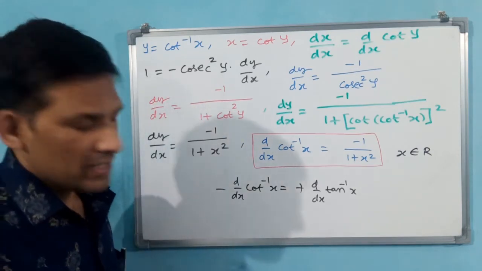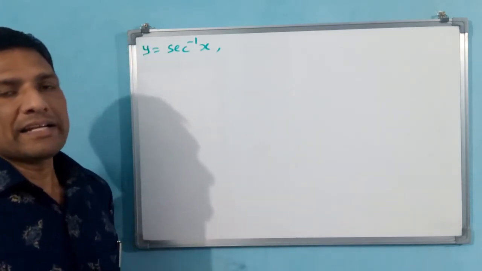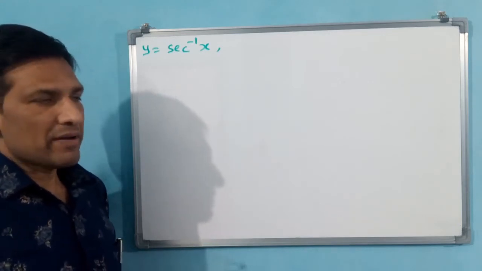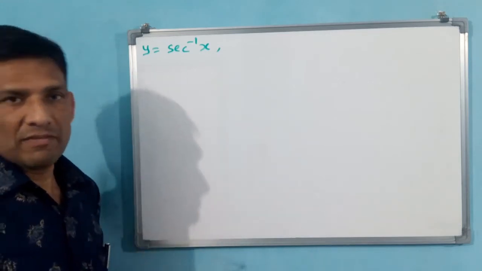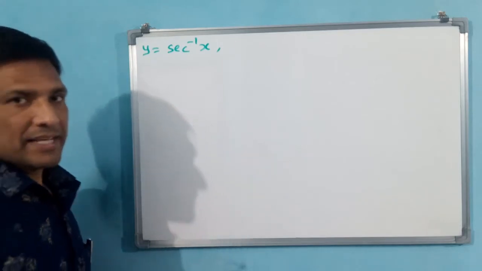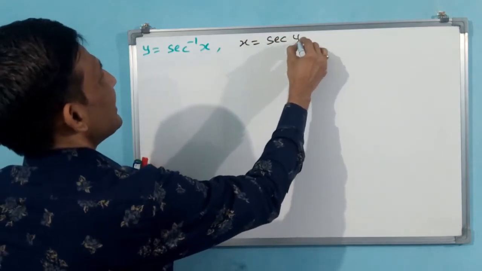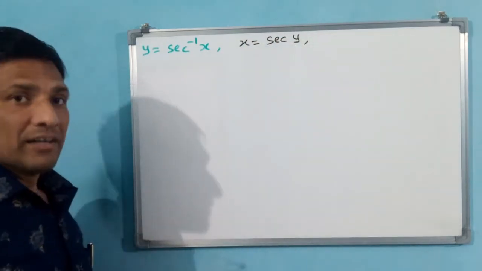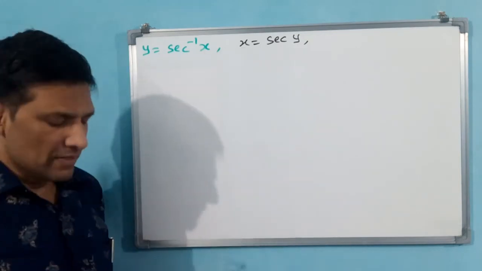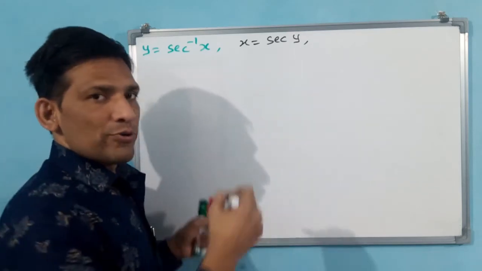Secant inverse x. Now let us take secant inverse x. The derivative of secant inverse x we are going to find. First you take the function y is equal to secant inverse x. Then I am going to write x is equal to secant y. Is it okay? Definitely okay. x is equal to secant y means you are going to take the derivative on both sides.